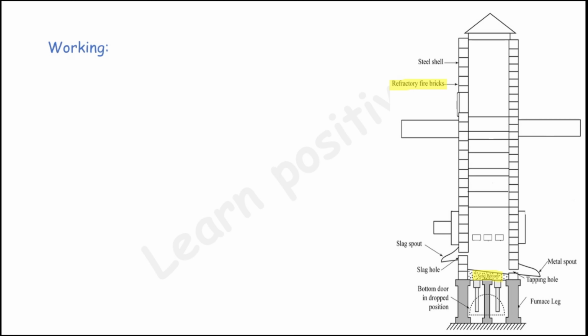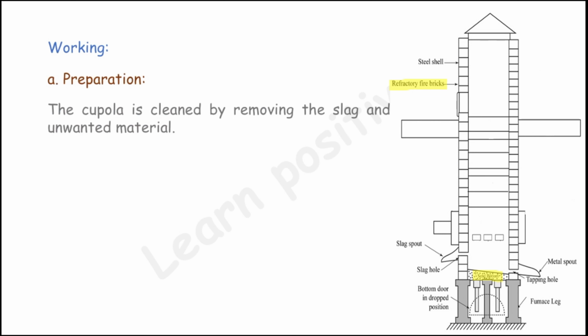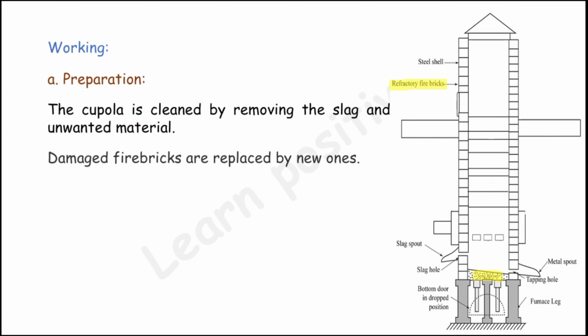First one, preparation. In the preparation zone, the Cupola furnace is cleaned by removing the slag and unwanted materials which were inside the Cupola furnace, like ashes, sand and other materials, and damaged fire bricks are replaced by new ones. They will check regularly whether the fire bricks are damaged or not. If the fire bricks are damaged, they are removed periodically.